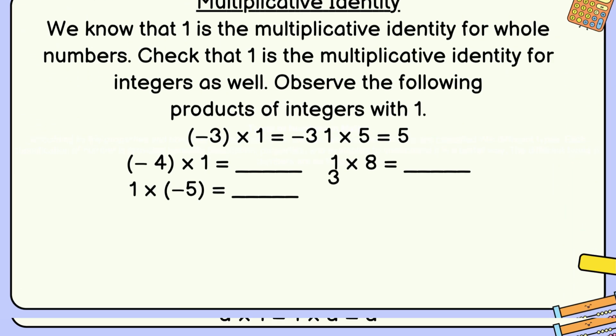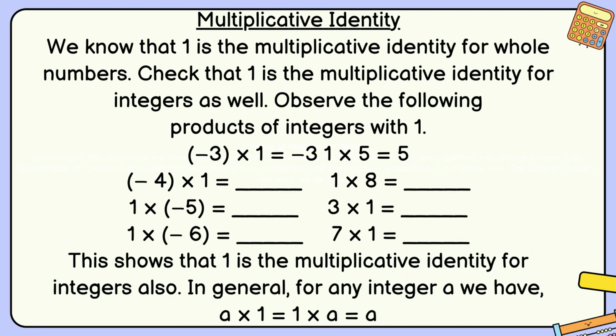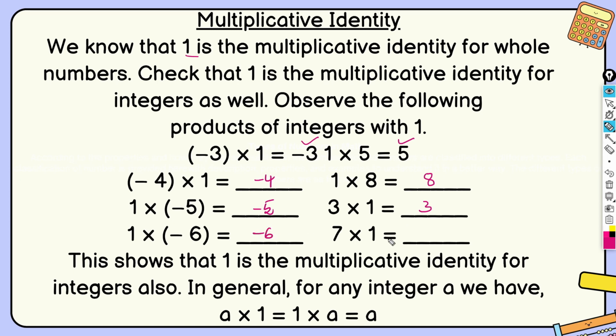Now we'll see the multiplicative identity of an integer. We know that 1 is the multiplicative identity for whole numbers. Now let us check if 1 is the multiplicative identity for integers as well or not. So minus 3 into 1 is minus 3, because plus into minus is minus, 3 into 1 is 3. 1 into 5 is 5. Minus 4 into 1 is minus 4. 1 into 8 is 8. 1 into minus 5 is minus 5. 3 into 1 is 3. 1 into minus 6 is minus 6. 7 into 1 is 7. In all these cases, whichever integer we multiply with 1, we get the same number, that is, its identity.